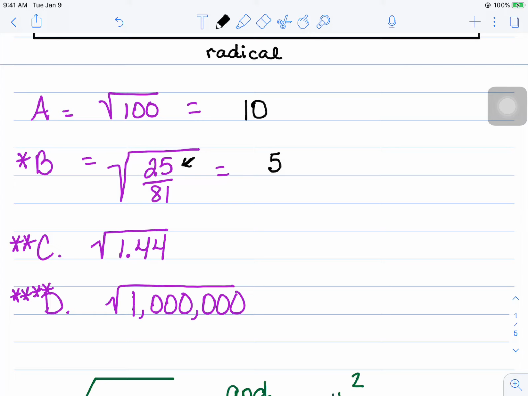And then I ask myself the same thing about 81. What times itself will get me 81? Well, again, I know my math facts, so 9 times 9 gets me 81, so the square root of 81 is 9. So the square root of 25 over 81 is actually 5/9. Now C and D have multiple stars, so pause the video and see if you can figure out what they are. Then come back and see if you got them right.